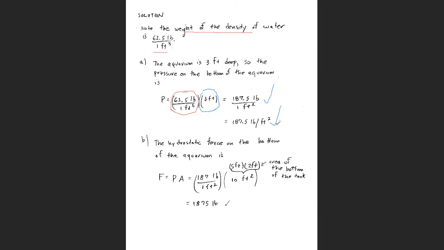Okay. Well, now next what we want to do, part B of the question said, find the hydrostatic force on the bottom of the aquarium. So we have the hydrostatic pressure on the bottom of the aquarium. That's 187.5 pounds per square foot. Now we have to find the hydrostatic force. The way hydrostatic force is defined is, it is pressure times area.